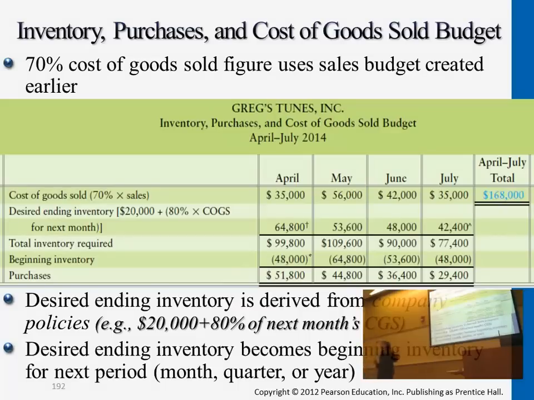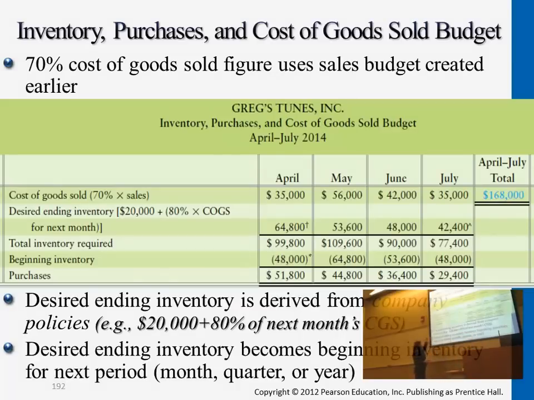It was the previous month's ending inventory, which will give us a number, the portion of the inventory that we need to replenish in order to fulfill the policy here, having at least $20,000 of inventory, having 80% of next month's cost of goods sold.